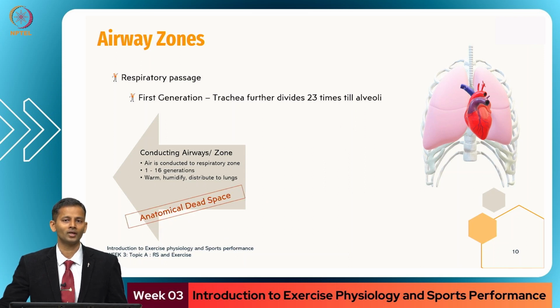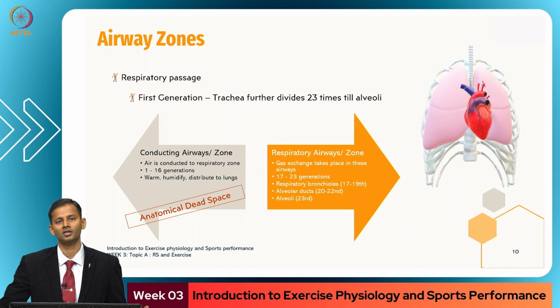Hence, they don't involve in any kind of gaseous exchange. They are generally considered the anatomical dead space where no exchange of gases happens. They are purely acting as conducting zones. Whereas the generations beyond 16, that is from 17 till the 23rd, until the opening up of alveoli, the respiration or what you term as gaseous exchange happens. And these generations of the airway tree are termed the respiratory airway zone, wherein actual gaseous exchange happens.